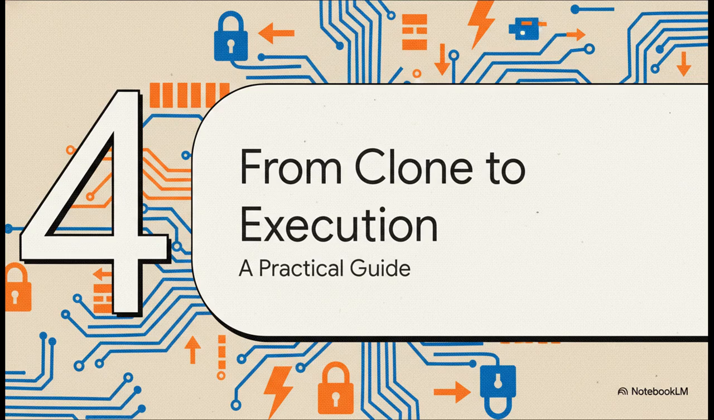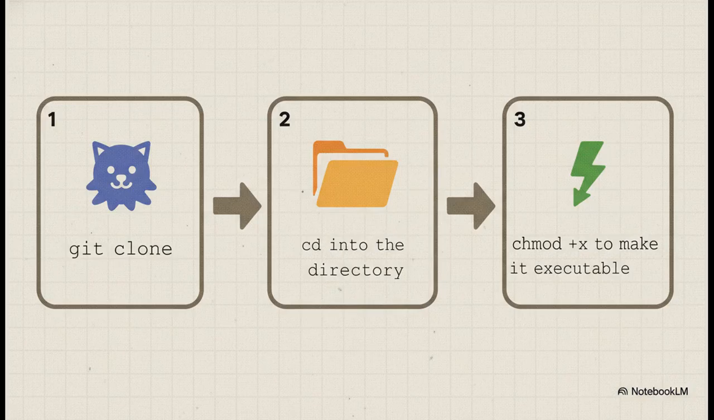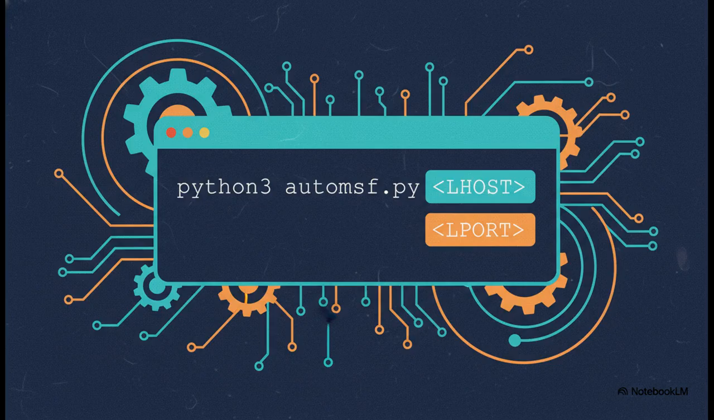Well, you are going to be pleasantly surprised. It is incredibly straightforward. Seriously, it's just 3 little steps. You git clone the repository from GitHub, you cd into the new directory, and then you make the script executable with chmod +x automsf.py. That's it. You're done. Ready to rock. And using it is just as simple. You just run python3 automsf.py, and you give it 2 things. Your listener IP address, that's your LHOST, and your listener port, your LPORT. The script takes it from there and does all the heavy lifting for you.